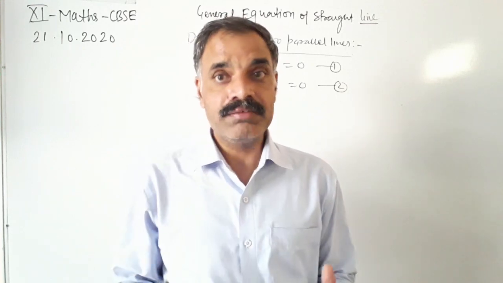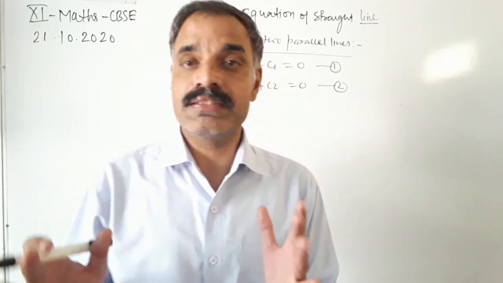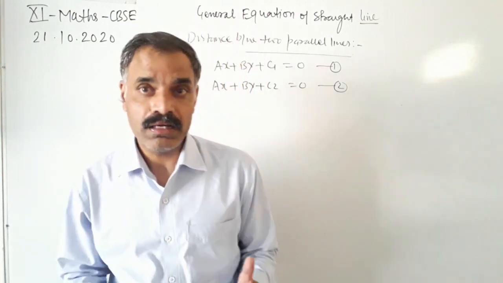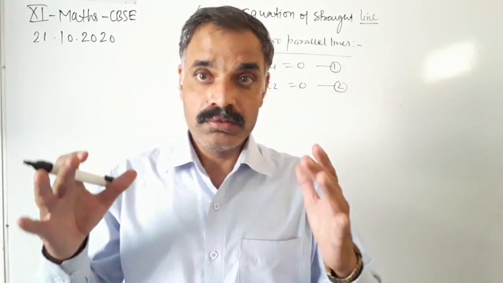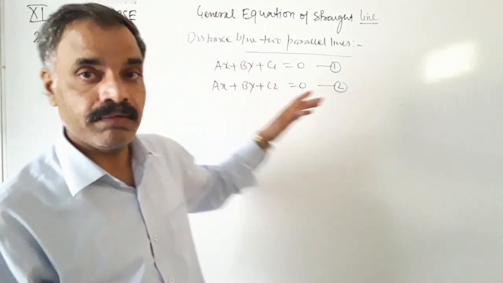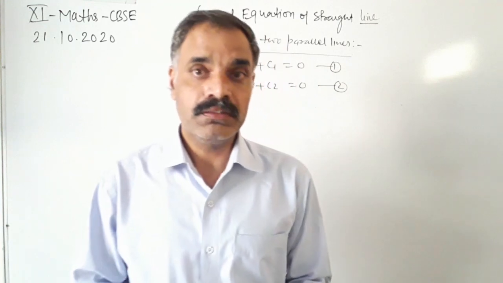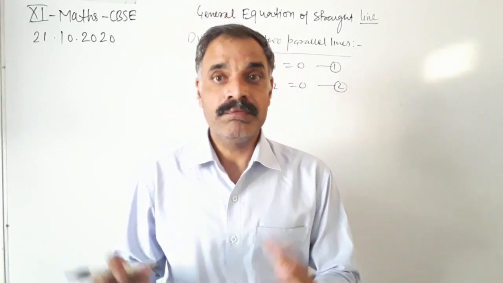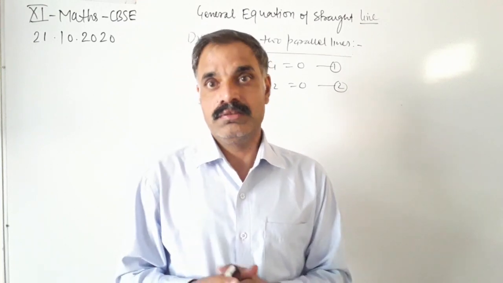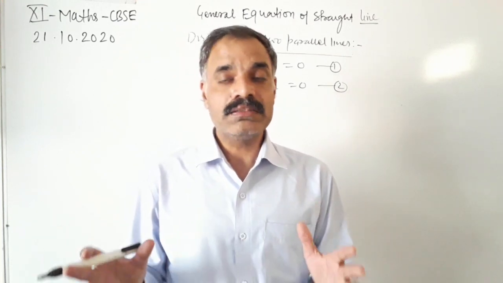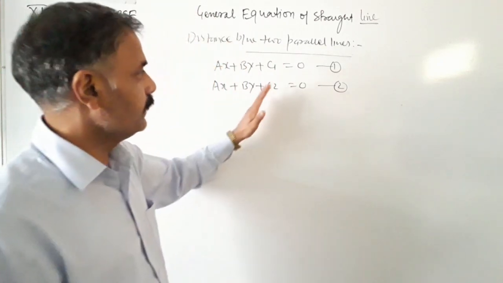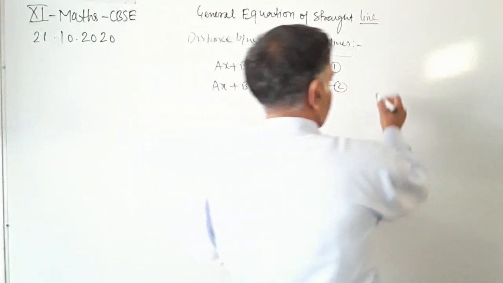Parallel means they are having the same coefficient of x and y. Two lines are parallel if they are having the same coefficients of x and y, but different constants. If constants are also the same, then they are coincident lines. Then they are not two lines, they are the same line. But these are two parallel lines.